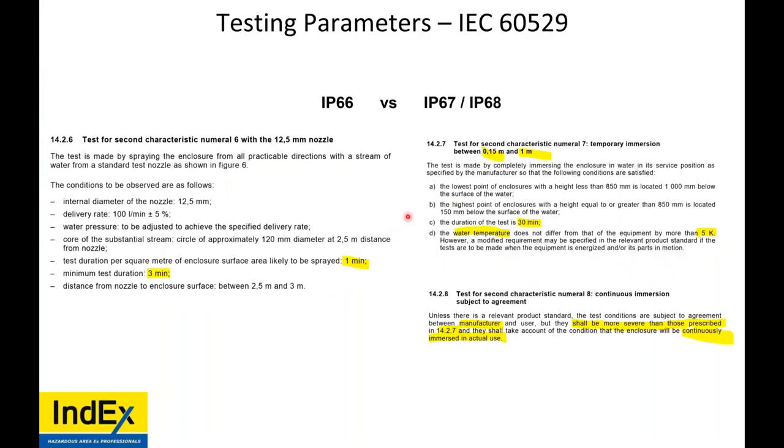IP66 versus 67, 68. Now remember, the 66 test is a stream of water, basically jets, for 3 minutes. While the 67 test is temporary immersion, 15 centimeters to 1 meter for 30 minutes. Water temperature must not differ by more than 5 Kelvin.